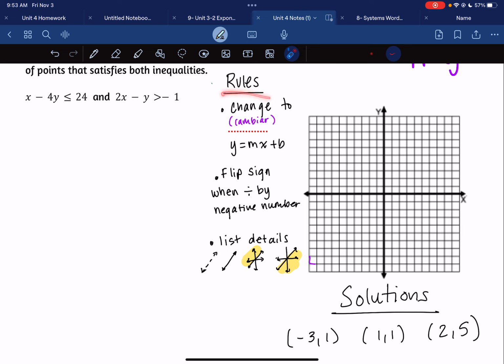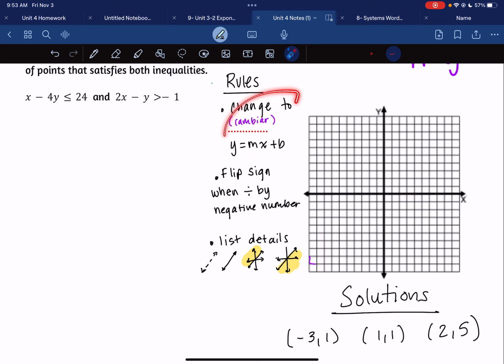My rules are, step one, change our inequalities to look like y equals mx plus b. This is in standard form. We need to be in slope-intercept form. When I'm changing this, if I happen to divide by a negative number, we need to make sure we flip the sign. So if we have a sign like this and we divide by a negative, it's going to look like that. Then we put in my details so we can shade it.